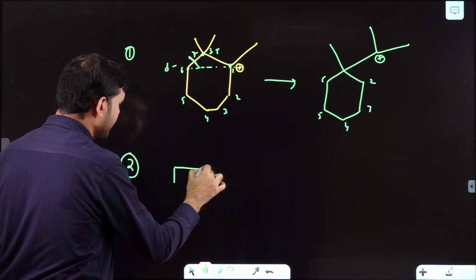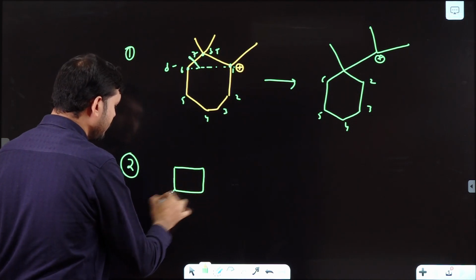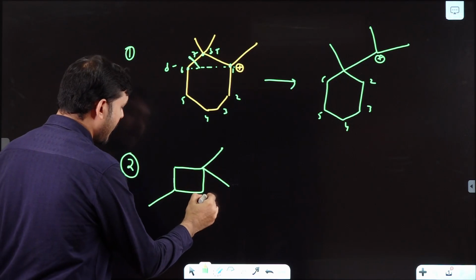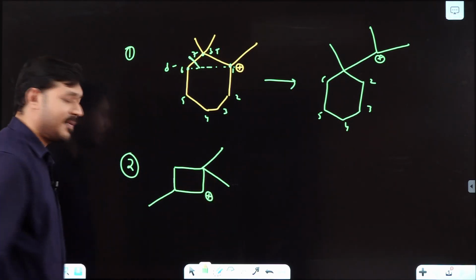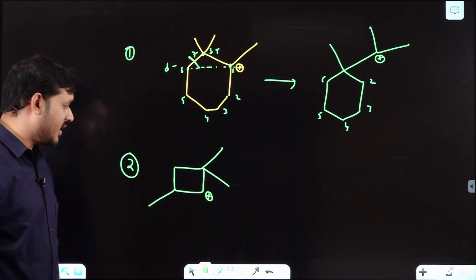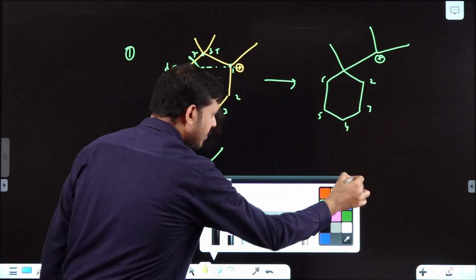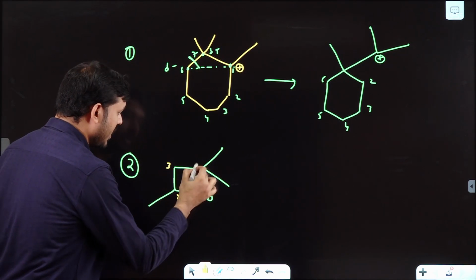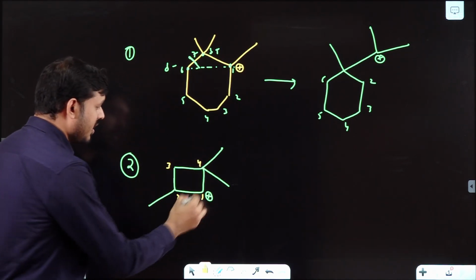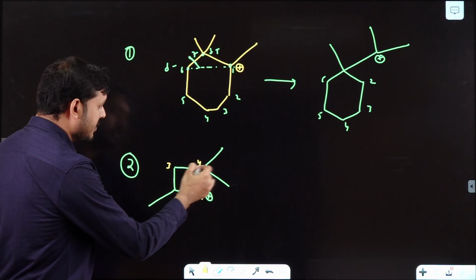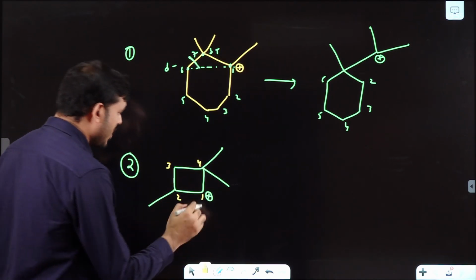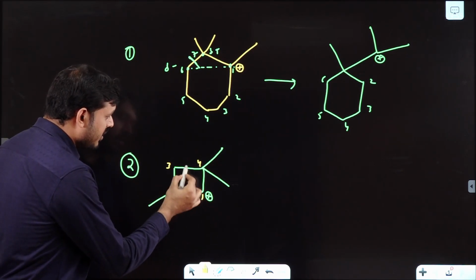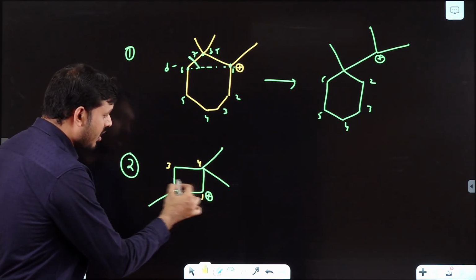Suppose you have this ring with a plus charge here. Now you understand what will happen in this case. See, it is having again 1, 2, 3, 4, right? If you number from this side 1, 2, 3, 4, that is okay, no problem. So again, I have two possibilities. Either I can break this side bond or this side bond.